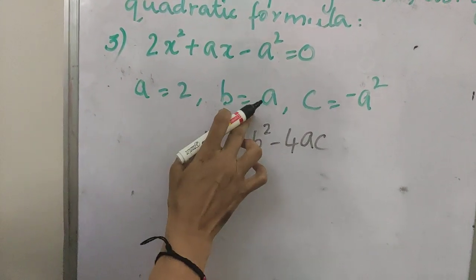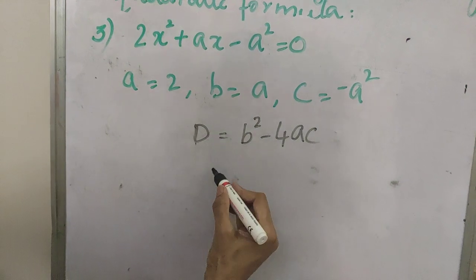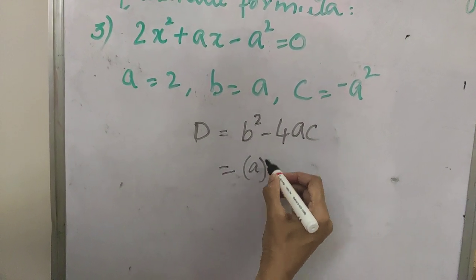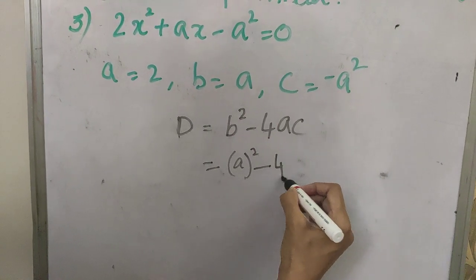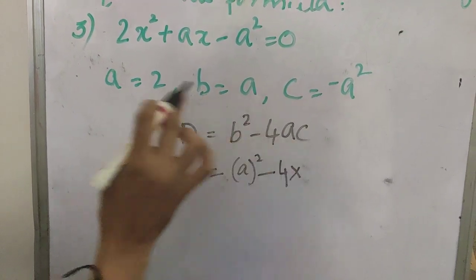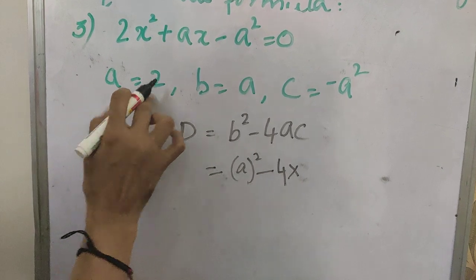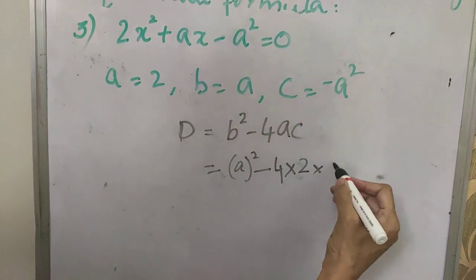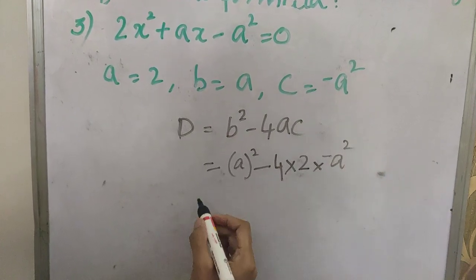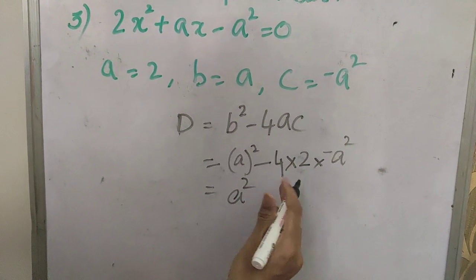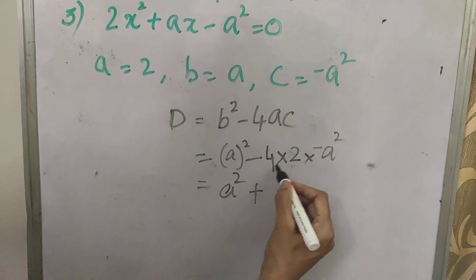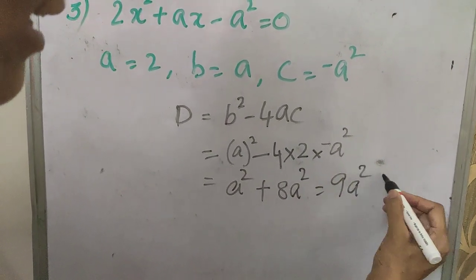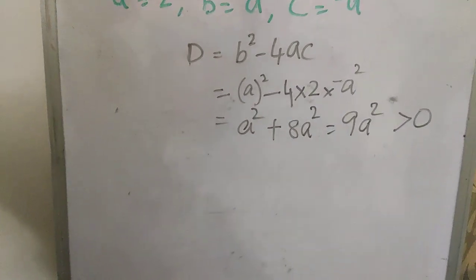So I have written a, b, c values. I have written the discriminant. Let us substitute and see. B is a. So a square minus 4. This a is the value of a. What is it? 2. And this c is the value of c here, which is minus a square. So you get a square minus into minus is plus. 4 2s are 8. 8a square. So you get 9a square, which is definitely greater than 0.